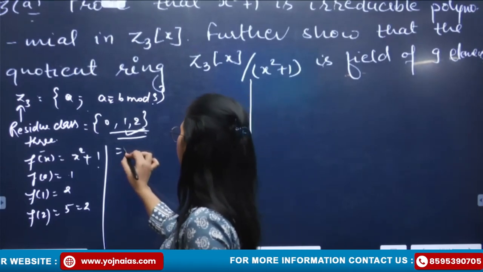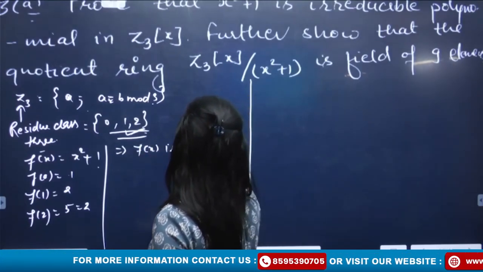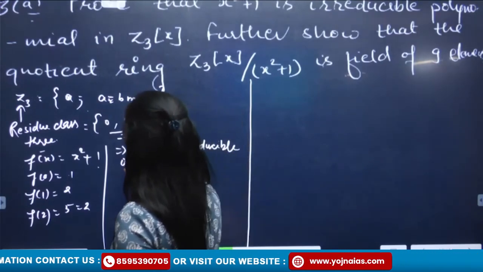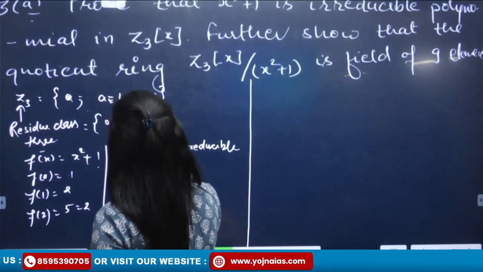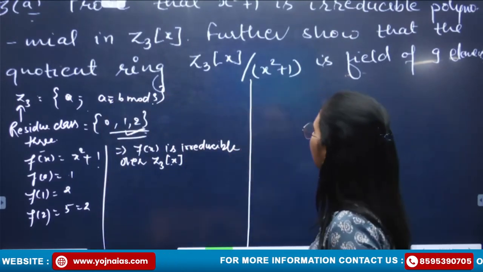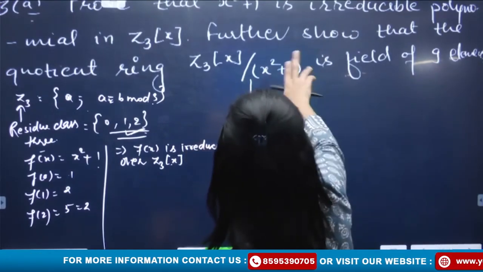This implies f(x) is irreducible over Z3. And if it is irreducible, then we have some results. You need to prove that this is a field.